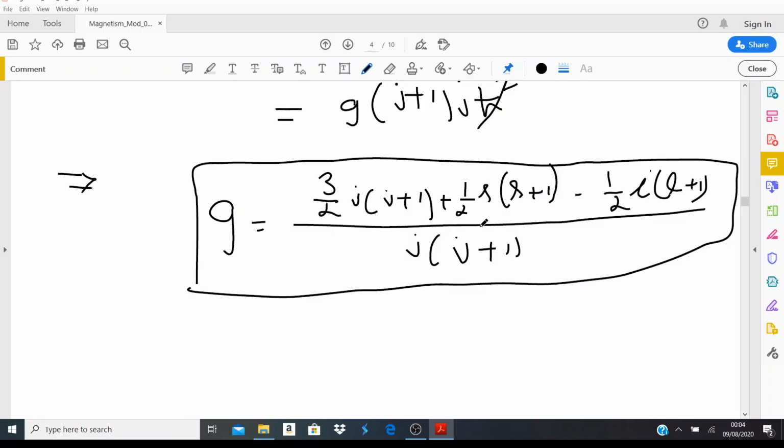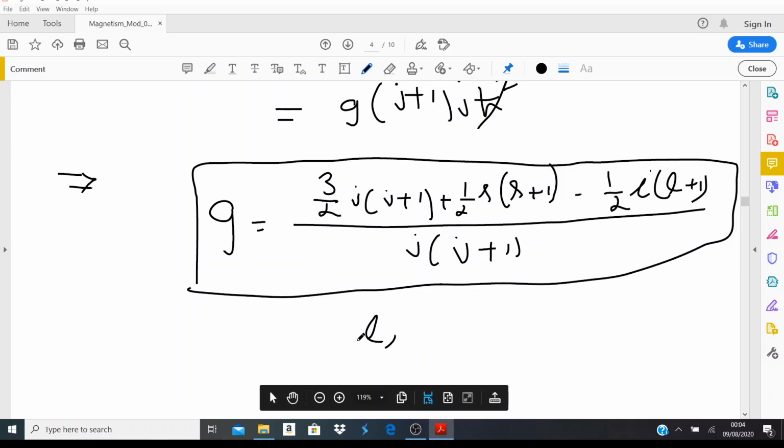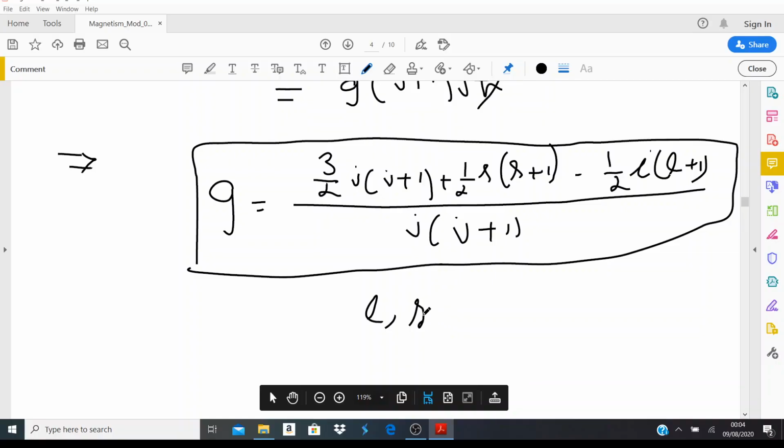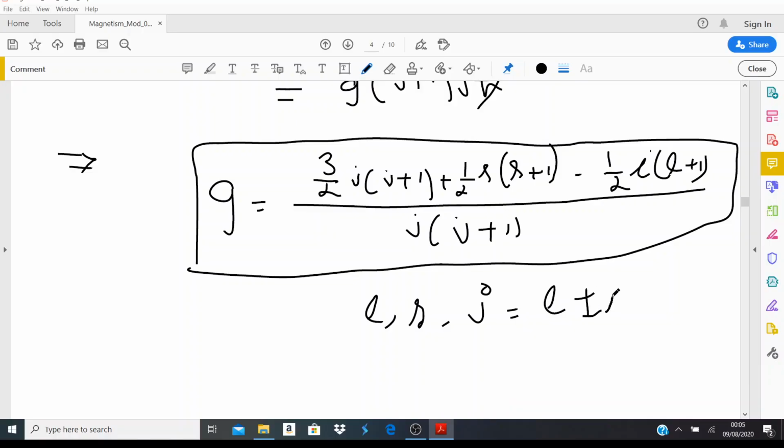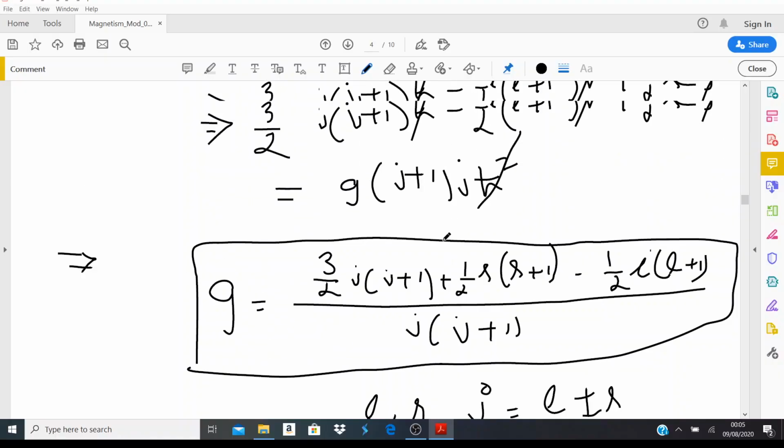So in this expression you can see, if you know L, the quantum number of the orbital angular momentum, if you know S, the quantum number for the spin angular momentum, and if you know J, and J is nothing but L plus or minus S, right? So if you know L, S and J, you know what g is, and that's the formula to calculate the g factor, the Landé g factor. And that's an important quantity that will be useful during the derivation of the paramagnetic expression of an atom using the quantum mechanical consideration.